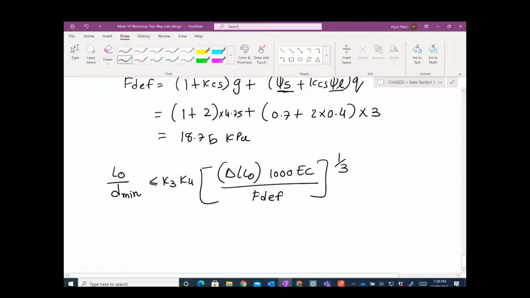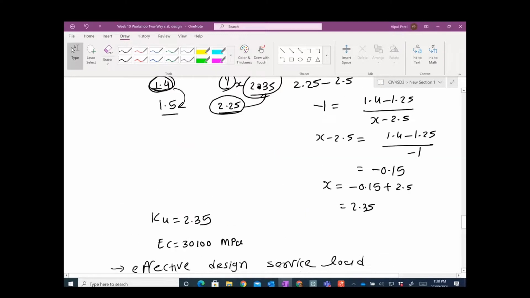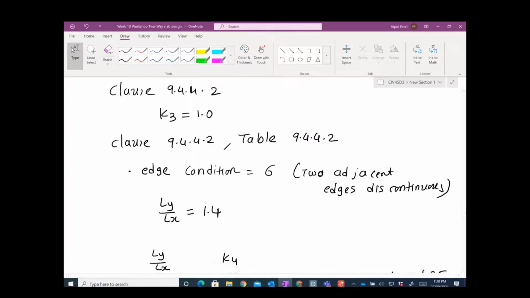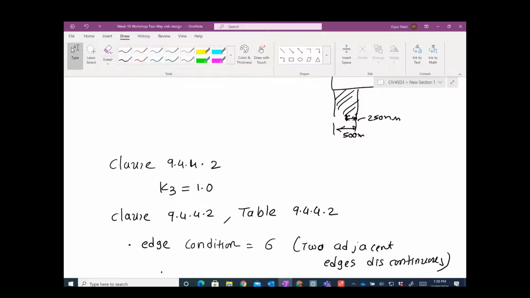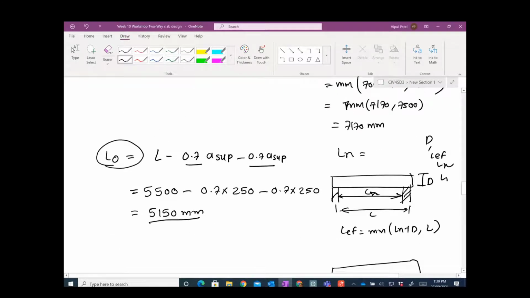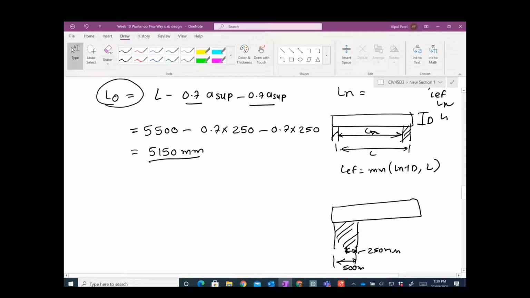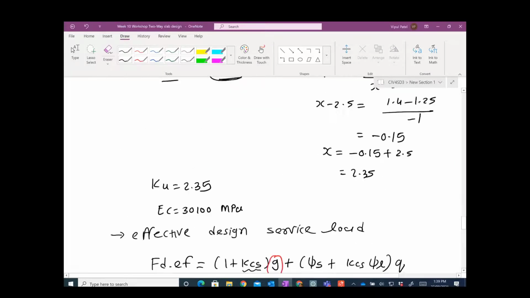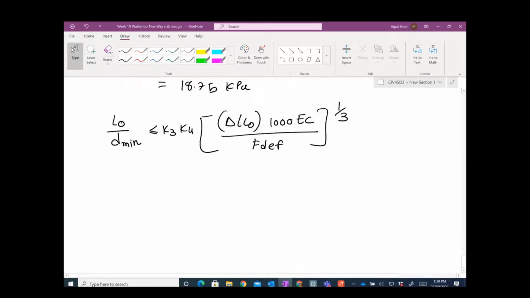So L0, I think we calculated L0 somewhere. Let me go back all the way to L0, 5150. Someone might say, what about the other side? Why are you not taking this on the other side? Because you have two L0, one is L0X and another one is L0Y. Now, when you do the trial depth, this is always the short span. Someone might say, why? How do I remember this short span?